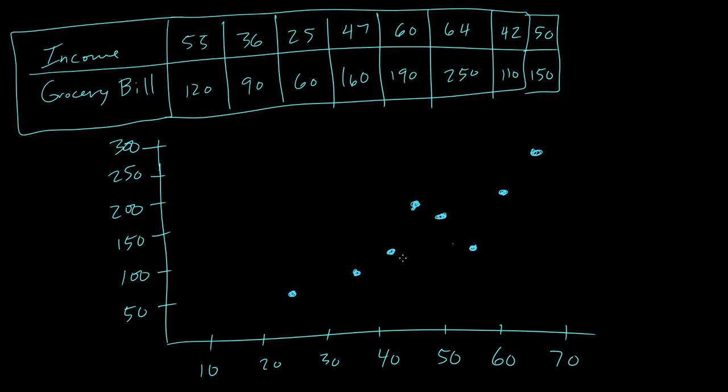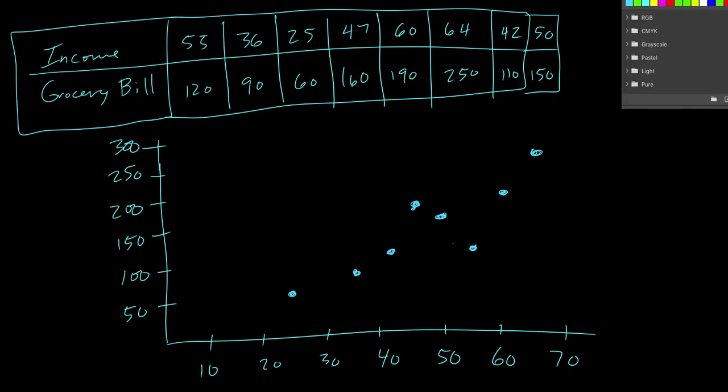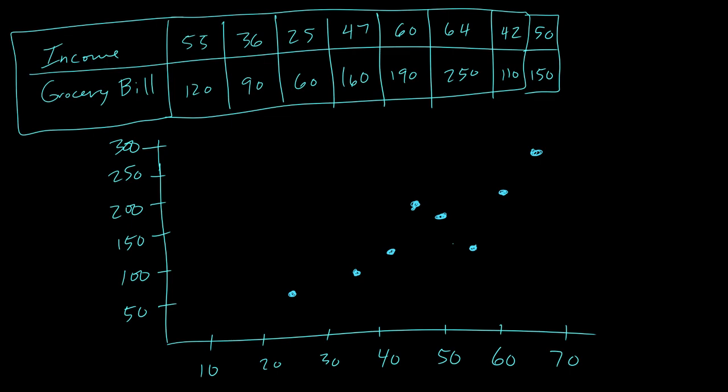Okay, we can see that's positive, and they're grouped pretty close, so maybe we'll have a fairly linear outcome. Now, part B says use technology to find the equation of the regression line. Okay, so I'm going to open up my calculator.